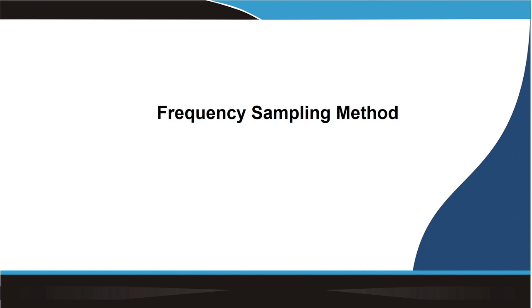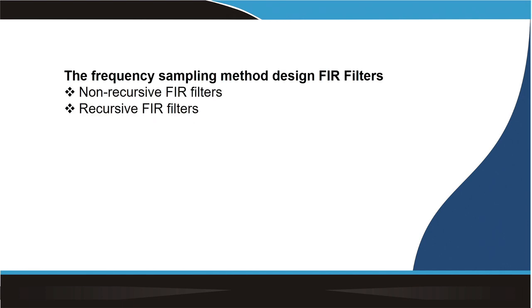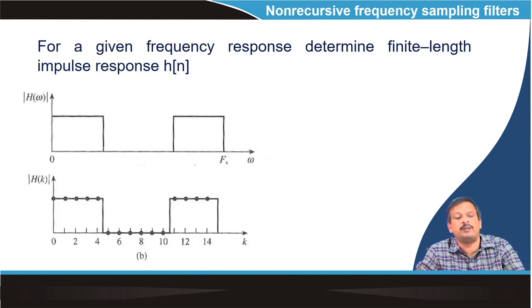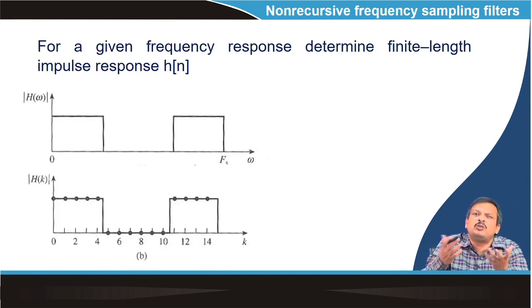So how do we implement an FIR filter using frequency sampling methods? As you know, what is the frequency sampling method? There are two methods of FIR filter in frequency sampling. One is called the non-recursive FIR filter, another one is called the recursive FIR filter. Let's first talk about the non-recursive FIR filter. So what is the frequency sampling method?